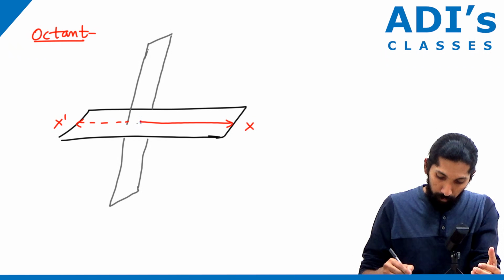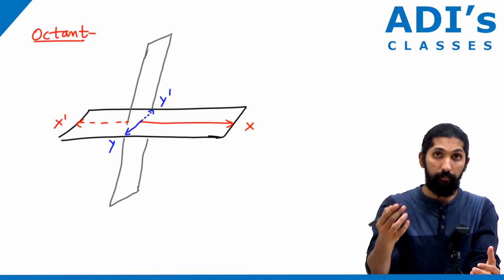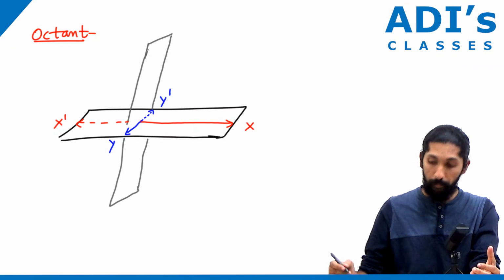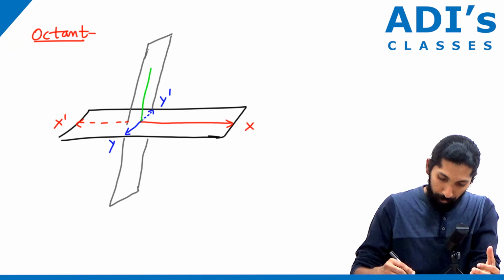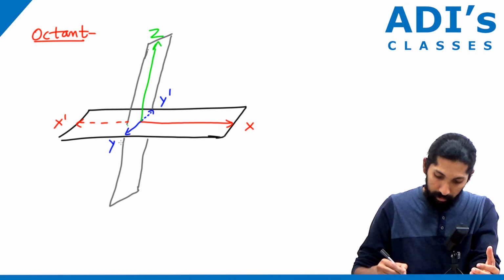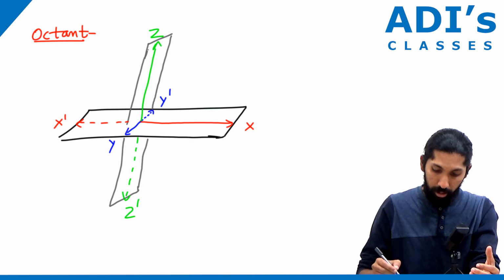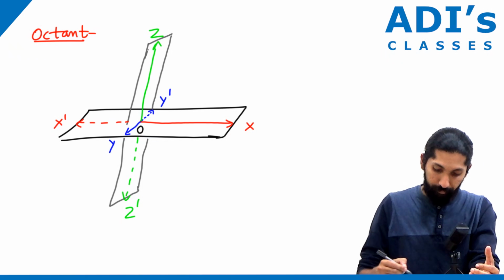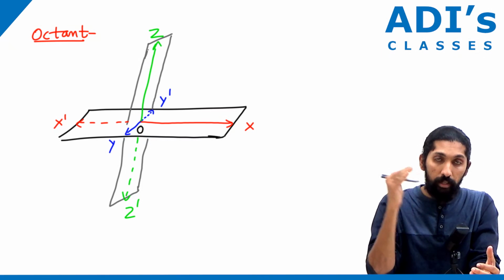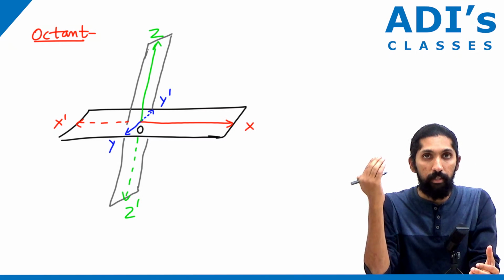Now we'll do the y-axis. Say the positive y-axis is going to be this way, so the negative y-axis is going to be behind. One forward, one behind. Now we are going to have the z. Say z is vertically up. This is the positive z-axis, so the negative one is going to be z dash. Now the point of intersection is the origin. So we have x, y, z and their negative counterparts x dash, y dash and z dash.